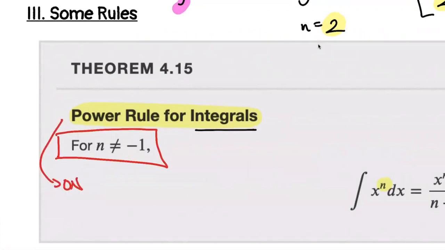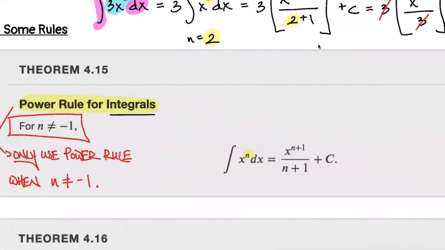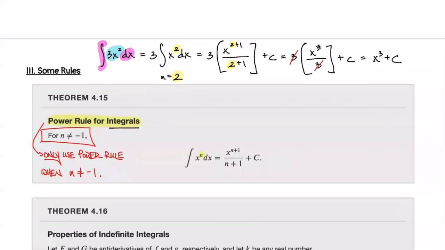You can only use the power rule when n is not equal to -1. You can only use the power rule when n does not equal -1. This is so important that instead of waiting until later to tell you why, I'm going to tell you right now why that is the exception.